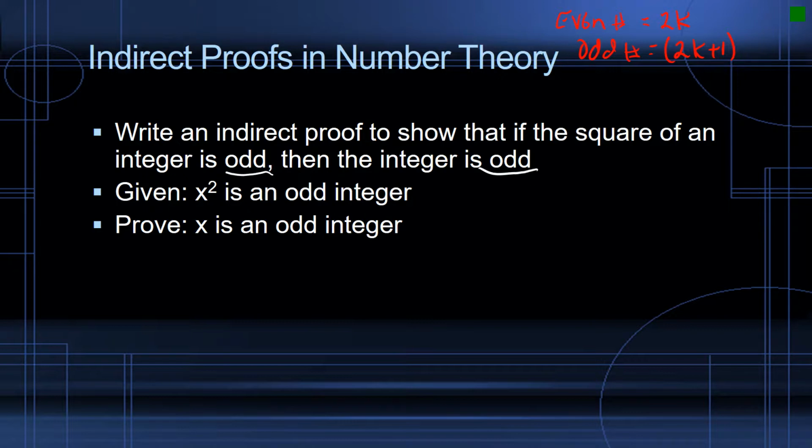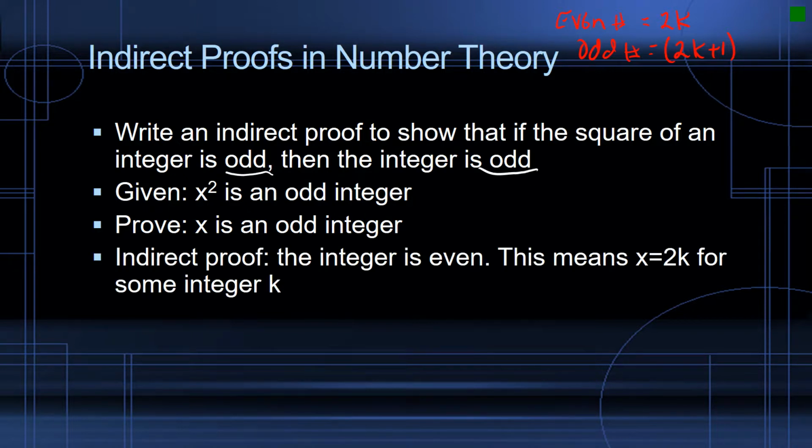But remember, we're doing indirect proof, so we're going to come up with an assumption that is opposite of that. And that is the indirect proof that the integer is even. This means that x equals 2k for some integer k. And we're employing this part of the number theory: an even number we can represent as 2k.